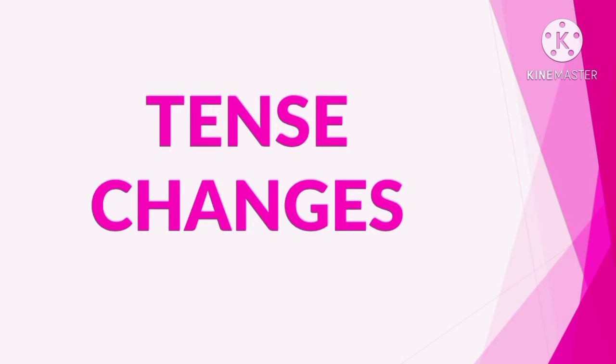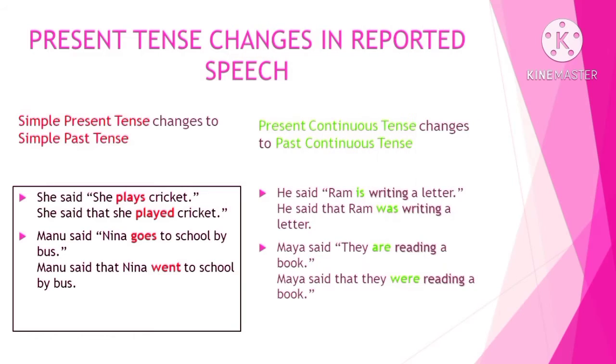First of all, let us look into the simple present tense. As per the rule, simple present tense changes to simple past tense. Just look at the examples. She said she plays cricket. She said that she played cricket. Manu said Nina goes to school by bus. Manu said that Nina went to school by bus. So plays will change into played, goes changes into went. It is as simple as that.